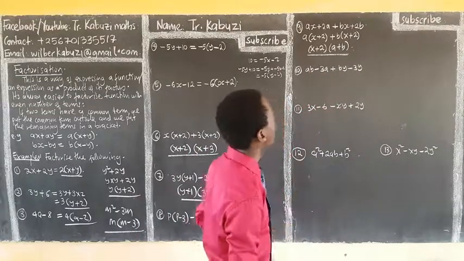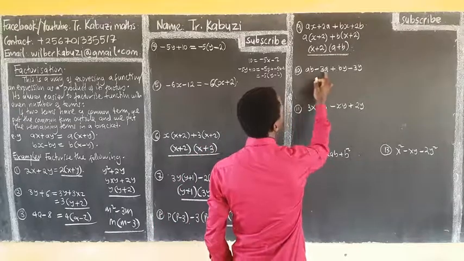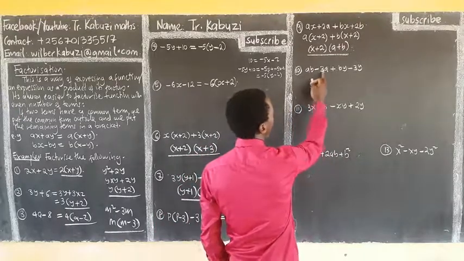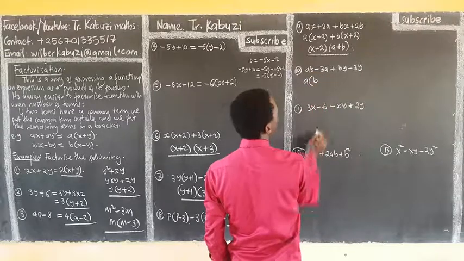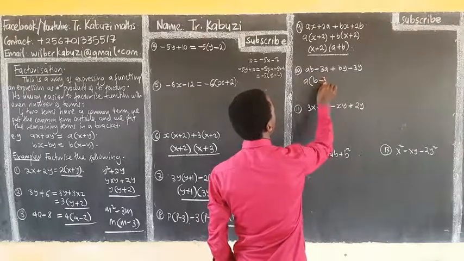So I can start now. What is common here and here? I'm seeing the A here, I'm seeing the A here. If I remove A, here I remain with B. Then I remove this A here, I remain with 3.